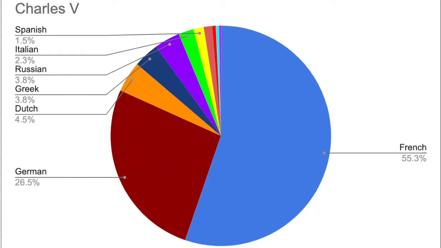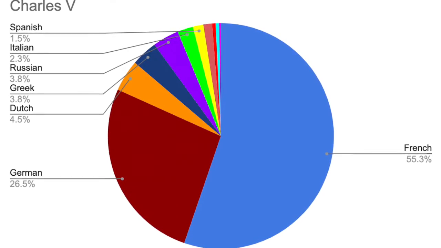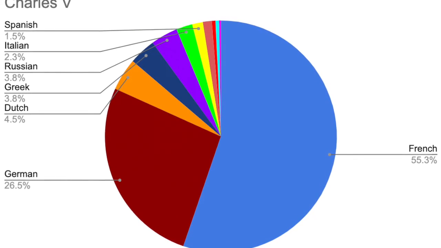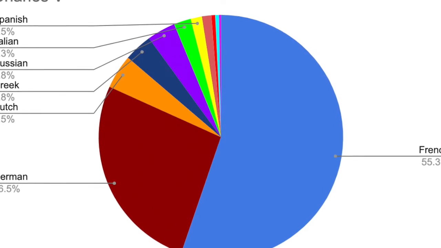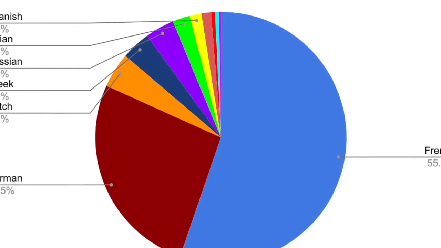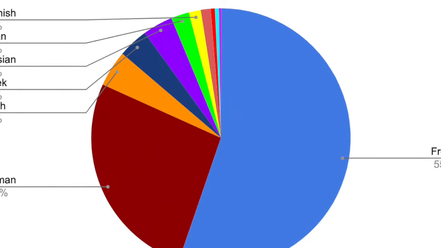He was only just over half French, however, being just over a quarter German, 4.5% Dutch, 3.75% Greek and Russian, 2.25% Italian, 1.5% Spanish, 1.25% Polish, 0.5% English and Scottish, and 0.25% Breton.